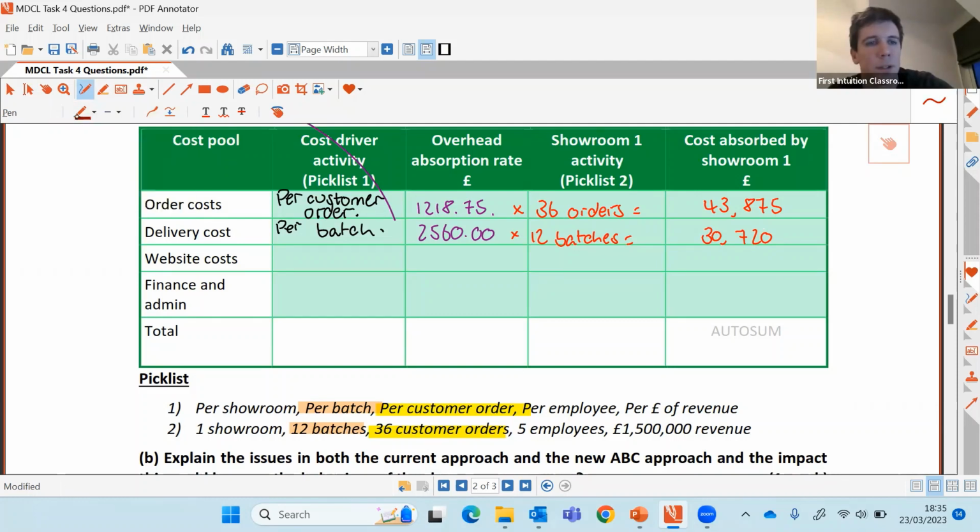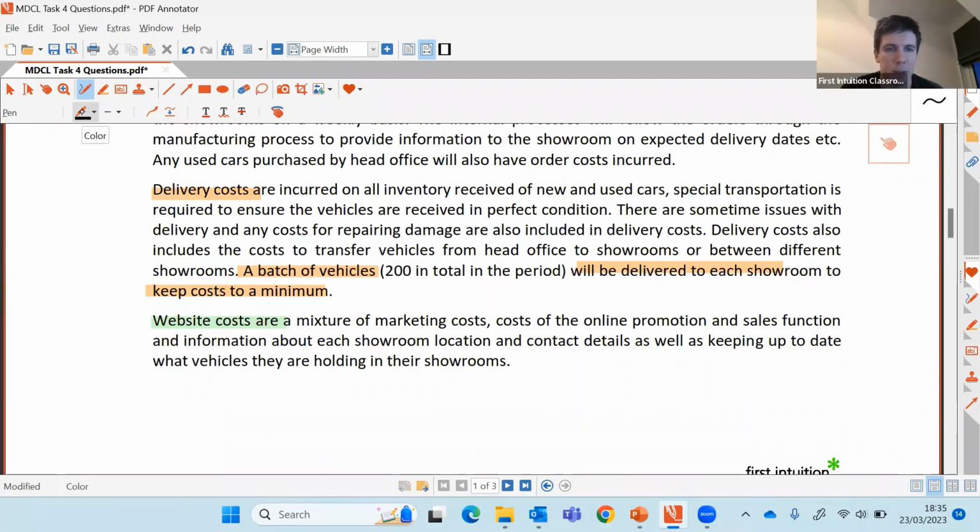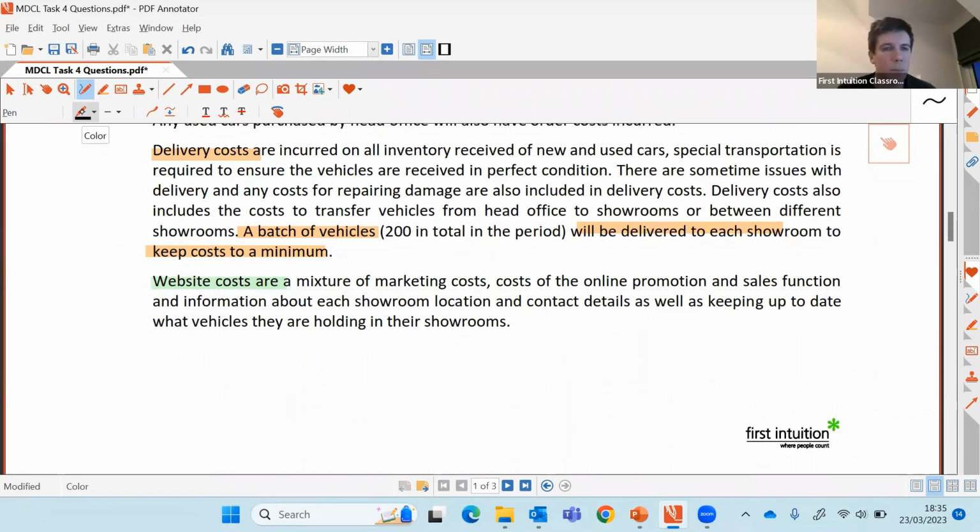You've then got website costs. Okay. So coming back, let's look at what they tell us here. We're told website costs are a mixture of marketing costs, cost of the online promotion and sales function, and information about each showroom location. And contact details, as well as keeping up to date. Now, you can quite clearly see that these costs are related to sales. Yeah, so the website costs are all about, as you can see, promotion, marketing, sales.